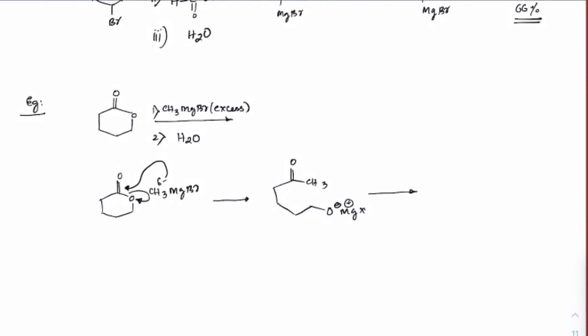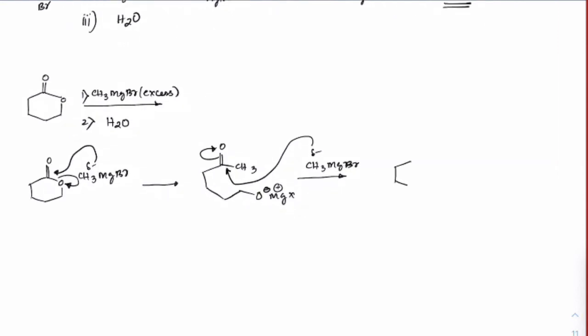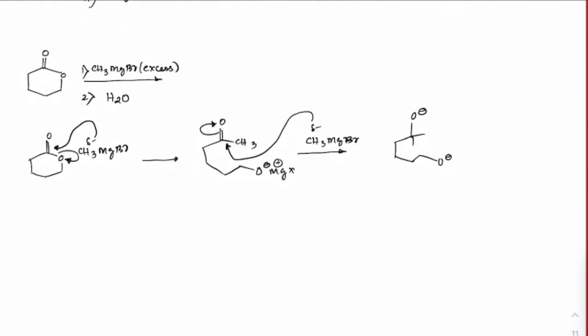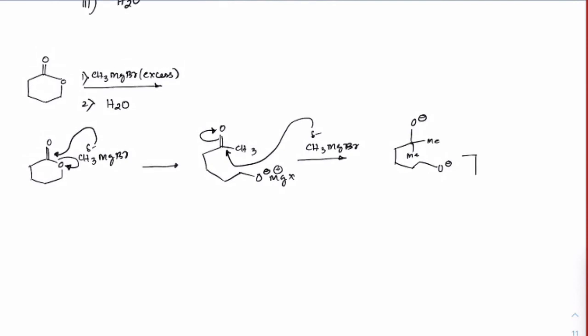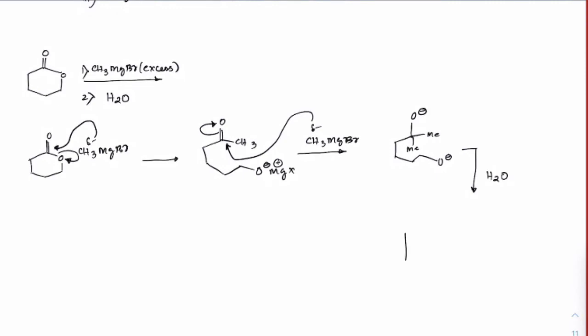Now for the second mole, if you check out CH3MgBr, this is delta negative, and again it will attack here. So we will have O minus with two methyls, now with O minus. There are two methyl groups, methyl and methyl. Which on hydrolysis, right? So we can have here OH, methyl and methyl group here.